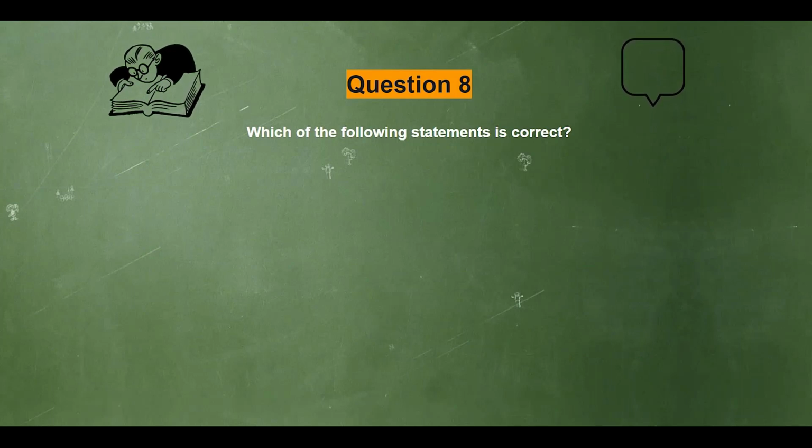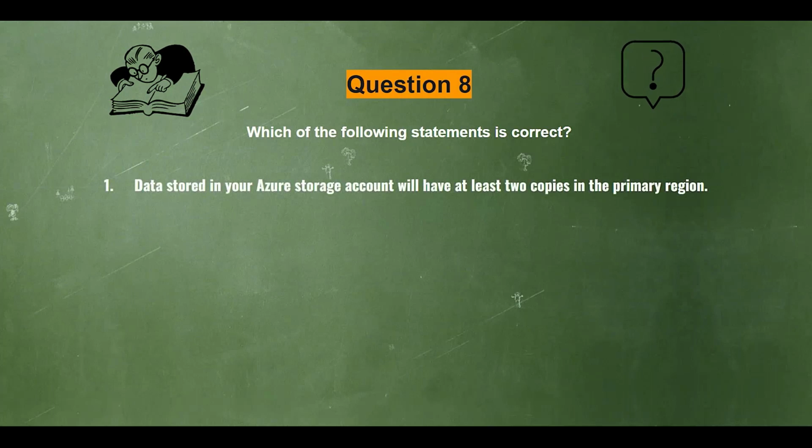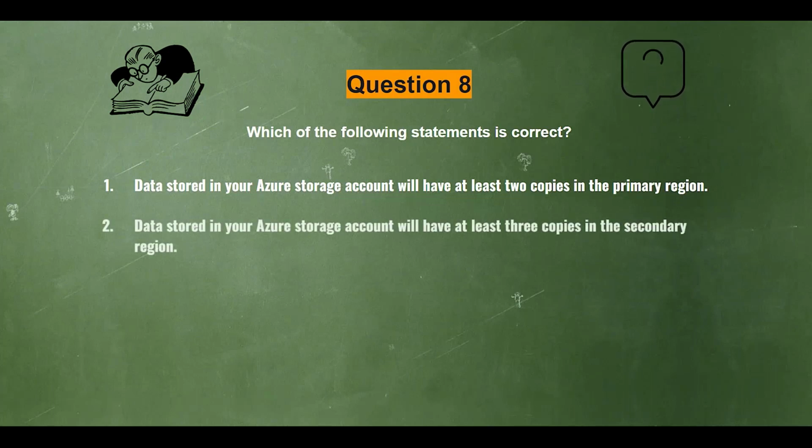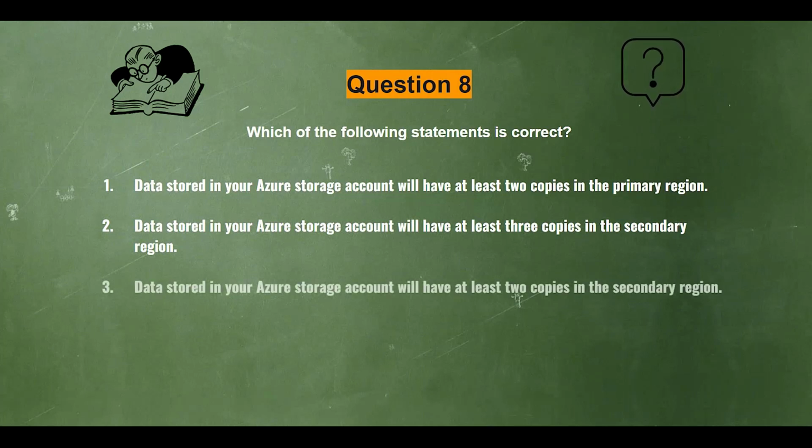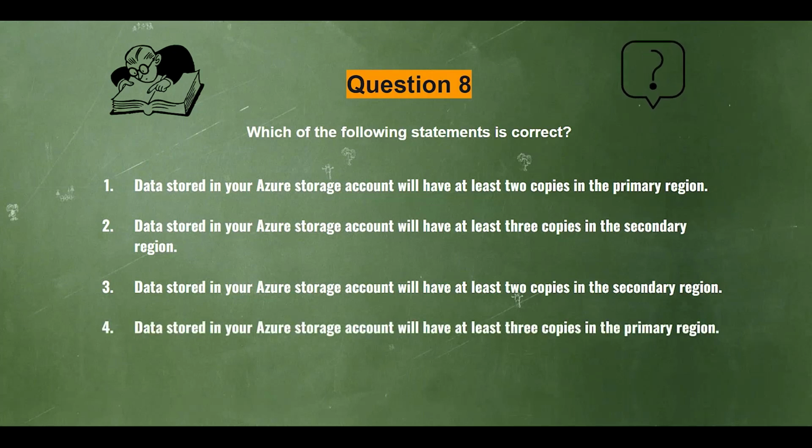Question 8. Which of the following statements is correct? And the options are: Option 1. Data stored in Azure storage account will have at least 2 copies in the primary region. Option 2. Data stored in your Azure storage account will have at least 3 copies in the secondary region. Option 3. Data stored in your Azure storage account will have at least 2 copies in the secondary region. And option 4. Data stored in your Azure storage account will have at least 3 copies in the primary region. And the correct answer is option 4.